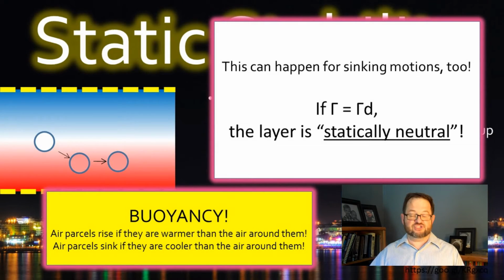And so once we got to this new altitude, the air parcel was exactly the same temperature as the air around it. There was no particular reason for it to rise or sink because it's neither positively nor negatively buoyant. And as a consequence, the air parcel just stays where it was. It's still just statically neutral.